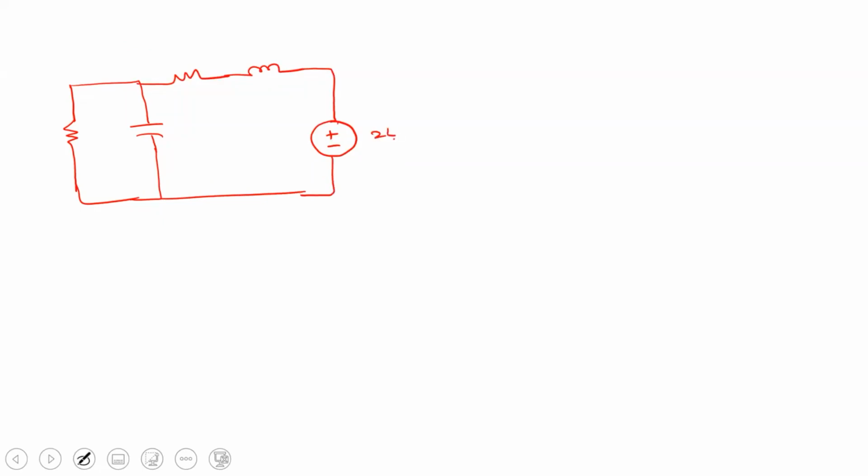So this is 24 volts here, and this is the current I. This is 0.4 Henry on one side. And this is 10 ohm, and there is a switch here. This particular switch is closed at t equal to 0. This is 2 ohm. This is 1 by 20 farad. That's all.